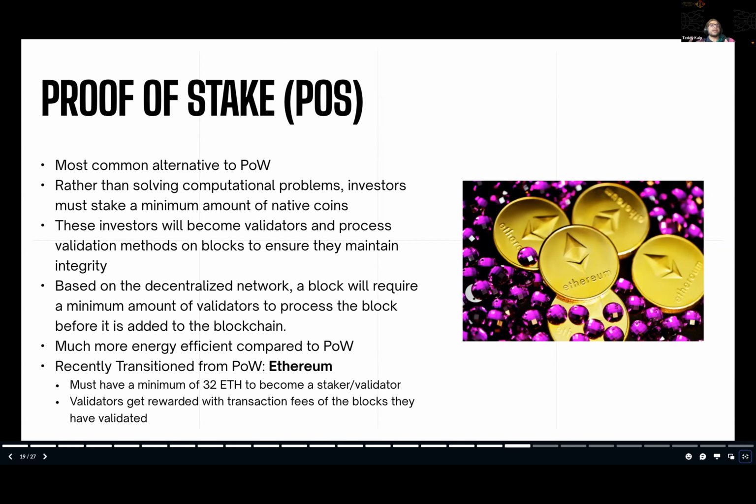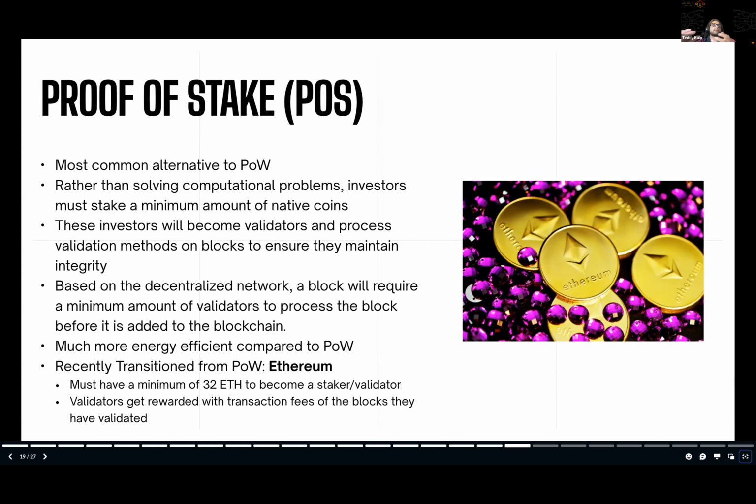Now you're able to validate a block, and that's run through your node. So you're not solving computational problems anymore, but you're more so just validating the transactions within the block. And then each block needs a specific number of validators as well. It can't just be one validator.